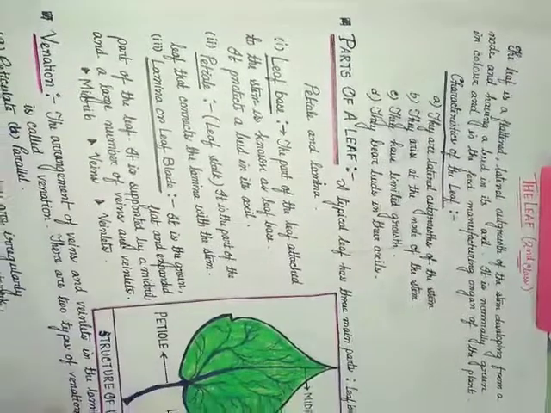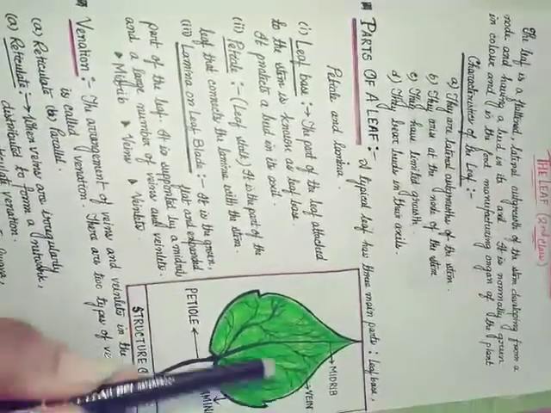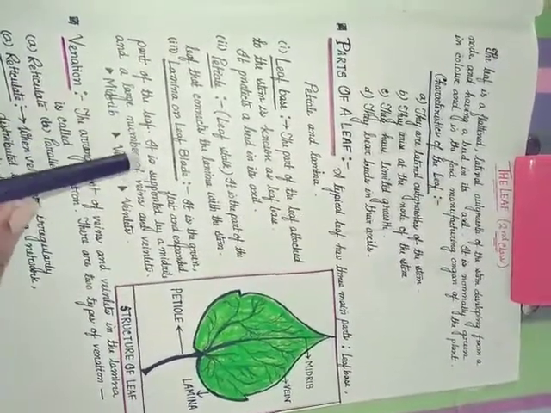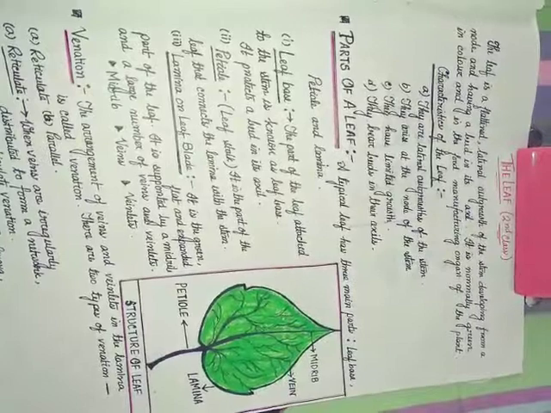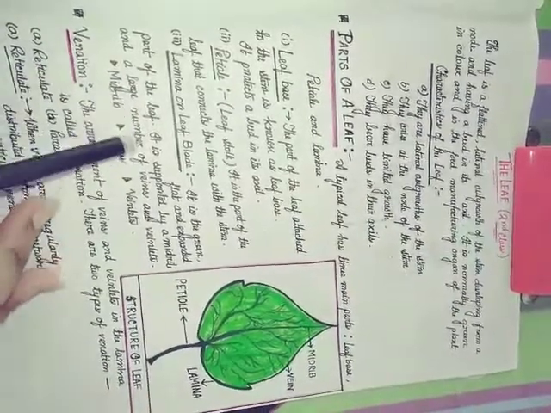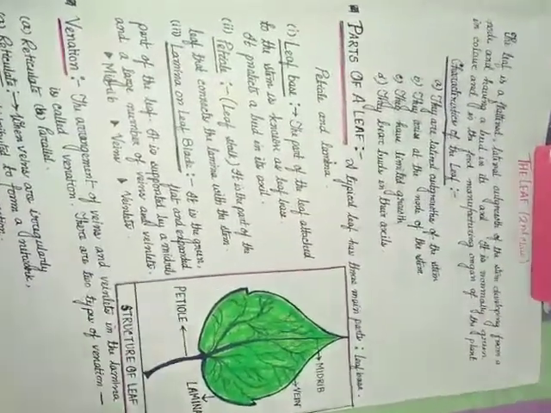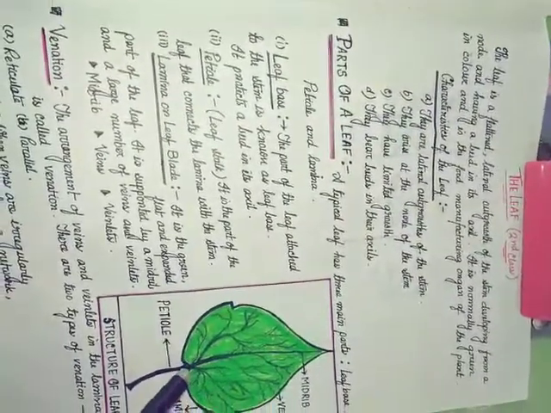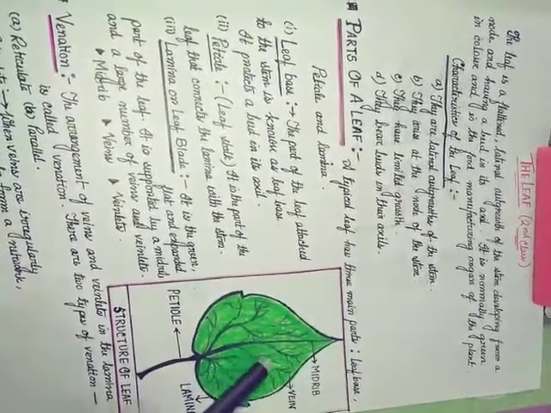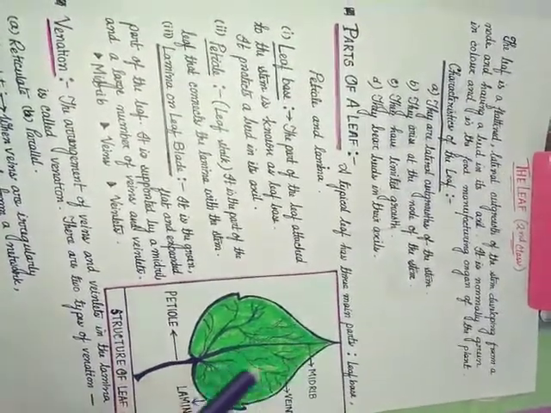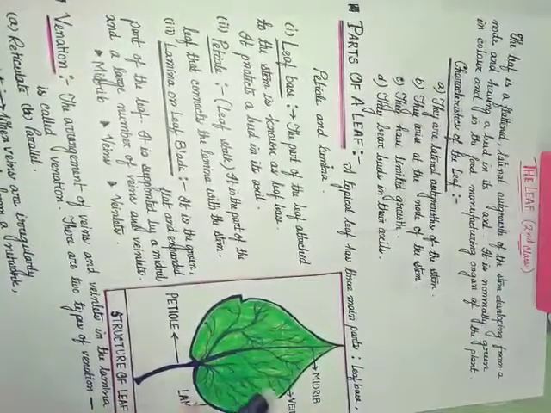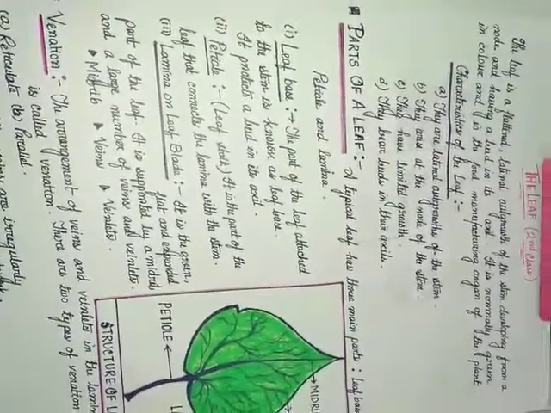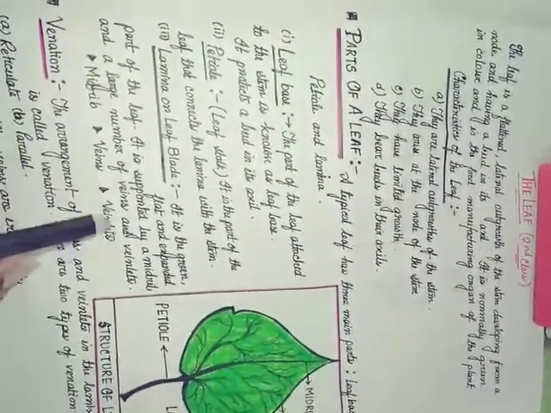Now the lamina, or leaf blade. The lamina is the green colored part of the leaf. It is the green, flat and expanded part of the leaf. It is supported by the midrib and a large number of veins and veinlets. First there is a midrib, and from the midrib a number of veins form a network. From the veins, branches arise, and they are called veinlets. So: midrib, veins and veinlets.